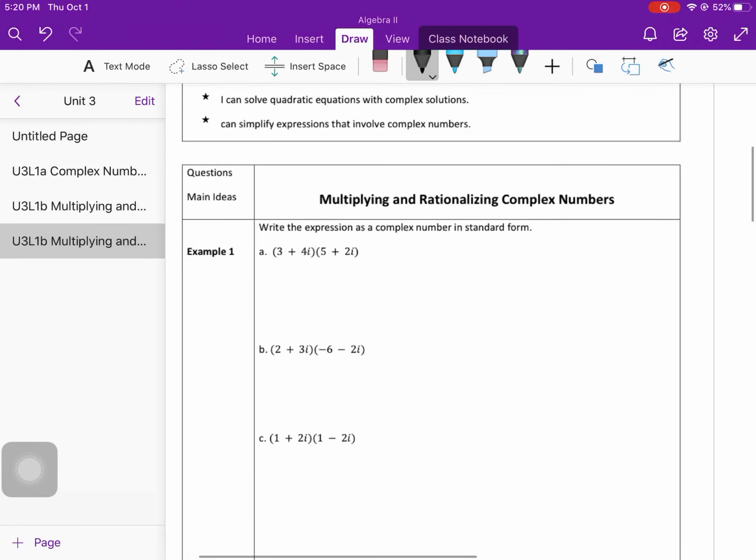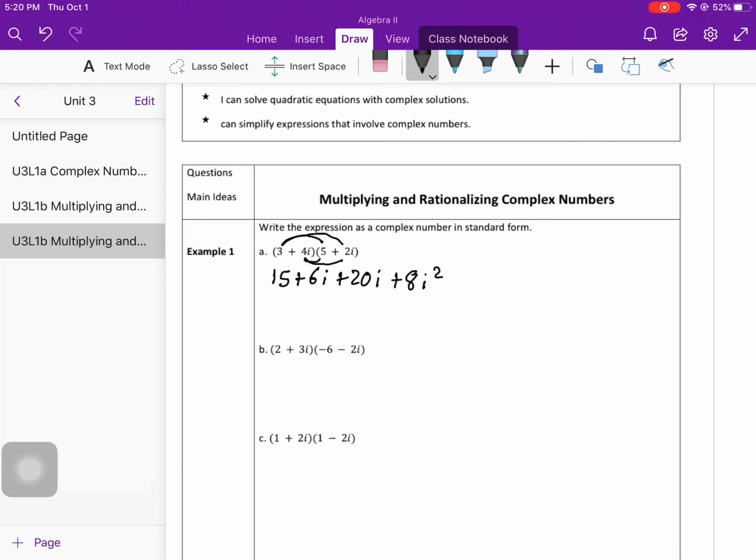Just like when you were learning about quadratics, it's a very similar concept here. So we got to take the first terms, multiply those. So 3 times 5 gives us 15. Then we do the outside, so 3 times 2i gives us 6i. Inside is 4i times 5, which is 20i. And then 4i times 2i gives us 8i squared.